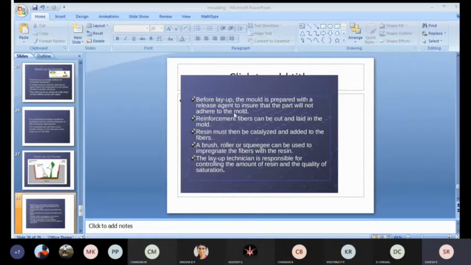The disadvantage is that it is a bit time consuming. We have to leave it for some solidification, and it will take a lot of time. Environmental problems may arise during the working process due to the pouring of the liquid resin. So there may be some environmental problems. So this is about the hand layup process.